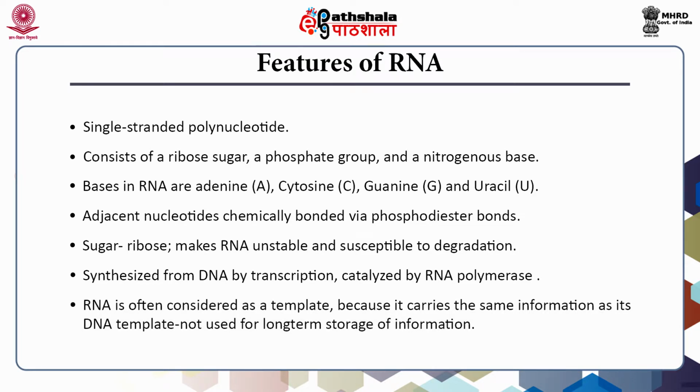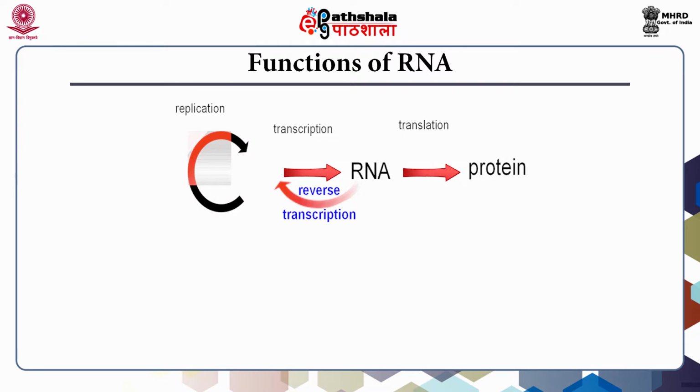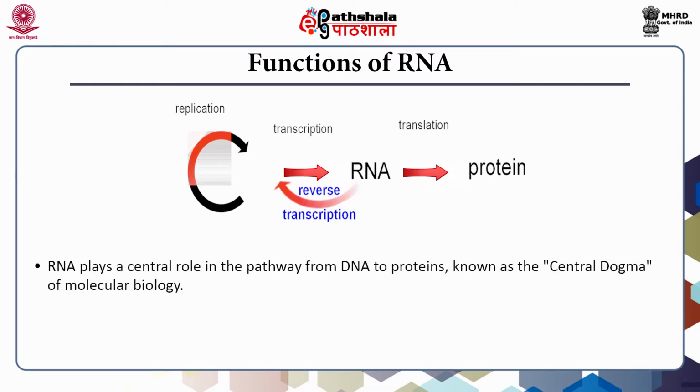RNA is often considered as a template because it carries the same information as that in DNA template, but unlike DNA, it is not used for long-term storage of information. Here you are looking at the central dogma, which is well known to all of us. RNA is the key in the central dogma of life, wherein the genetic information flows from DNA through RNA to proteins.